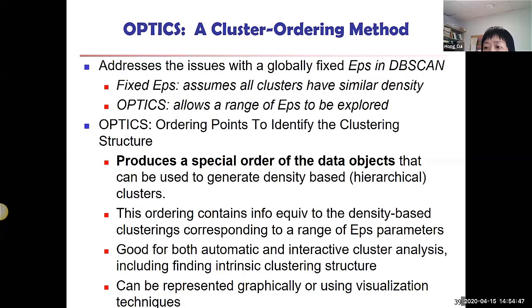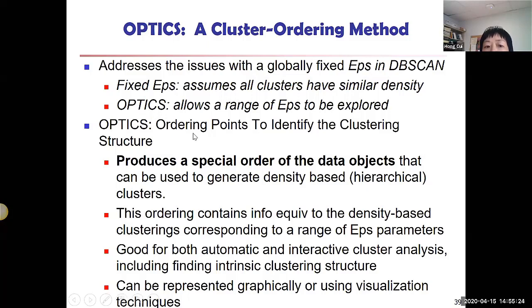To address that issue, to address the issue with a fixed global epsilon, so when you have one epsilon that applies to the entire data set, you're going to run into the issue that we saw earlier. This epsilon cannot work for all the scenarios when you have areas with different density. Yeah, that's the accurate way to say that.